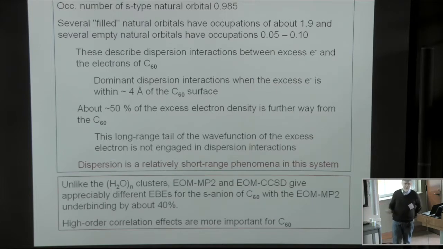Okay, so in this case, the equation of motion MP2 and the equation of motion coupled cluster give binding energies that differ by factors of 2 or 3. For the water it is essentially identical. And I think that's because the C60 is a much more highly correlated system. The second order Green's function method gives much stronger binding here. And I think that's an artifact because a second order Green's function isn't allowing properly for the screening effects that would take place in a C60.